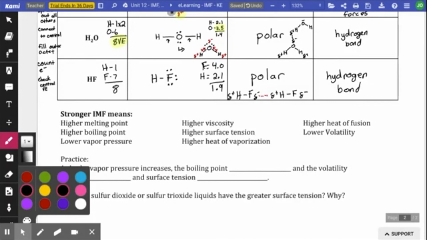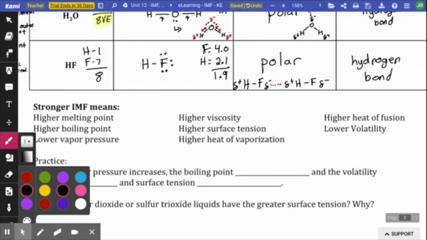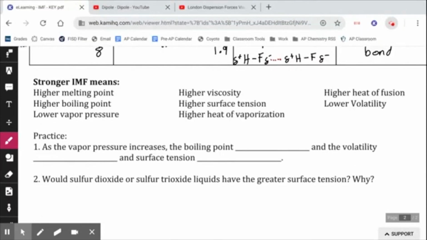All right, almost there. So next I've got, what does it mean to have a strong IMF? Well, IMFs affect all sorts of properties about a molecule. Here's what stronger IMFs mean. So for your stronger IMFs, if you've got a stronger IMF, that means you've got a higher melting point, a higher boiling point, a lower vapor pressure. Okay, well, vapor pressure is basically just how much pressure is exerted when something evaporates. Okay, because those molecules are going to add some pressure to the air.